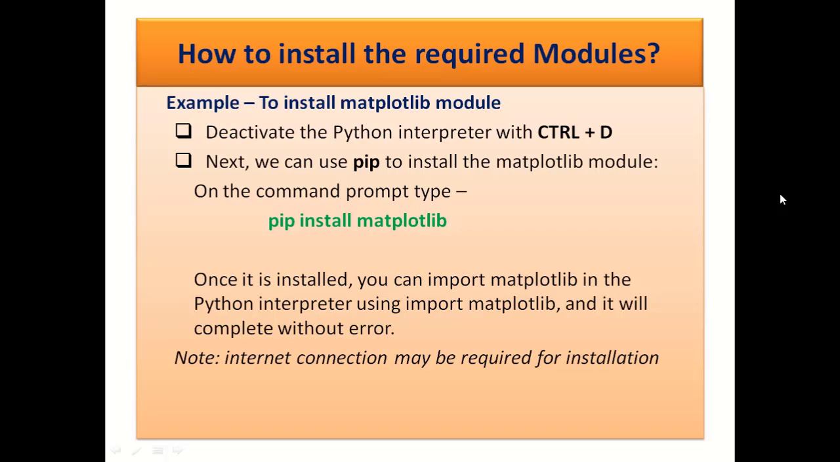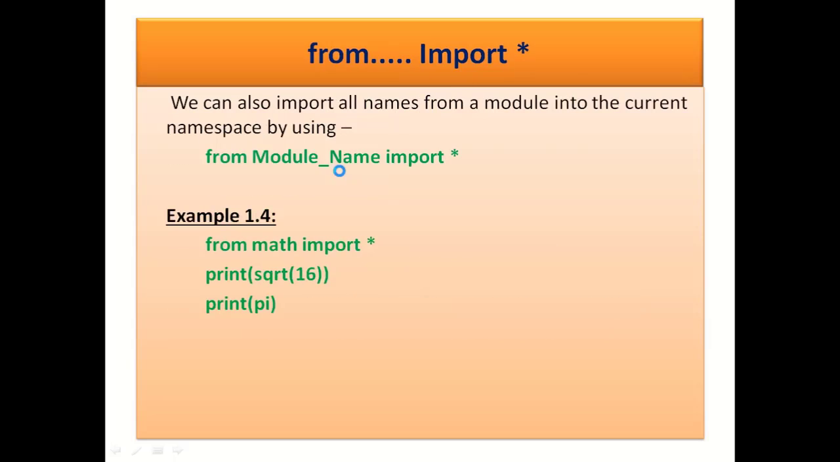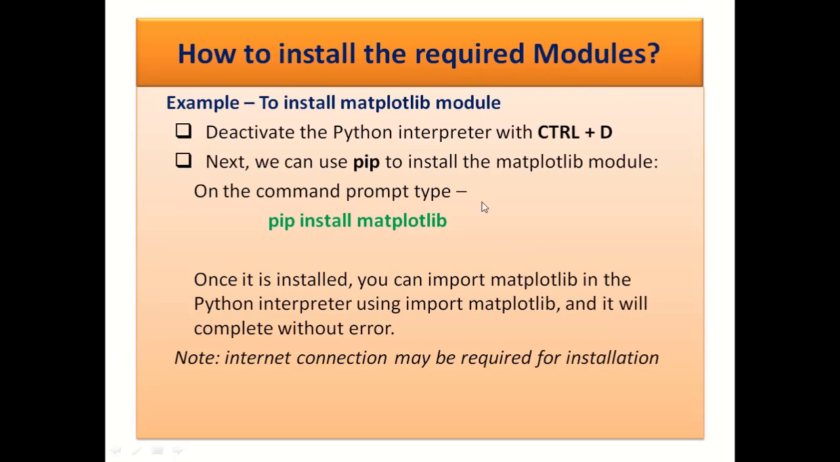Now, the next step: if the module is not installed, then we need to install that module. For this, we can use pip. So pip is used to install a module, and at that time your internet connection may be required. You have to type this on the command prompt: pip install matplotlib. If you need to install the matplotlib module, you have to write the command pip install matplotlib.